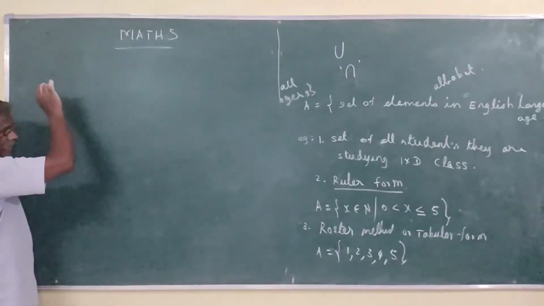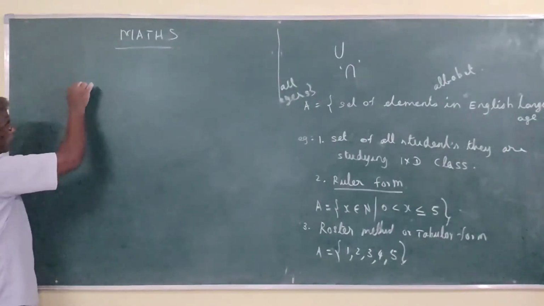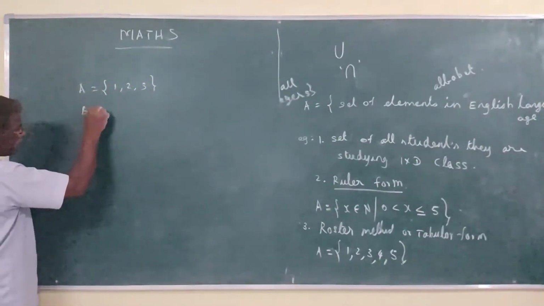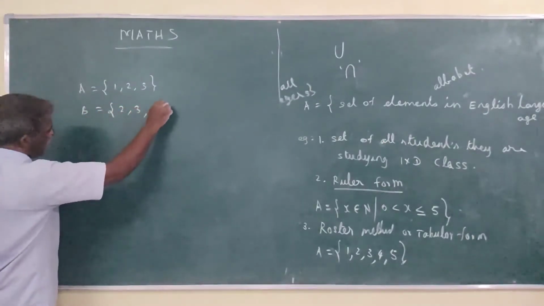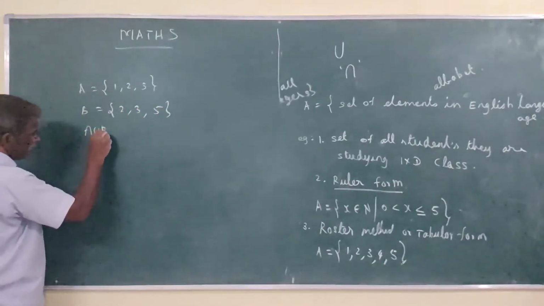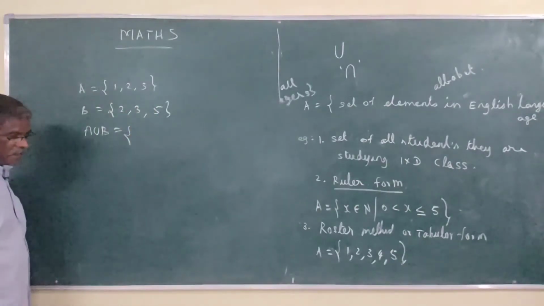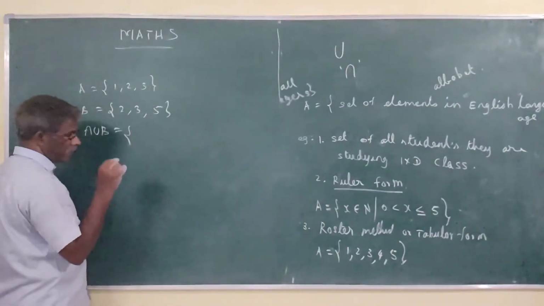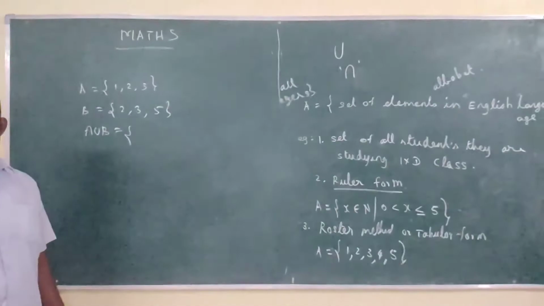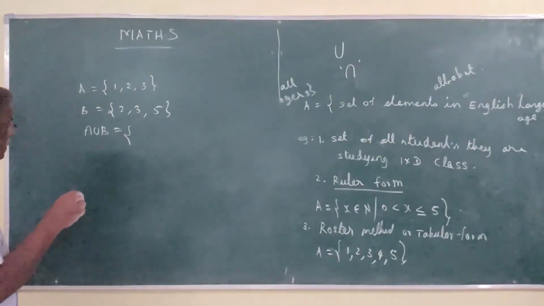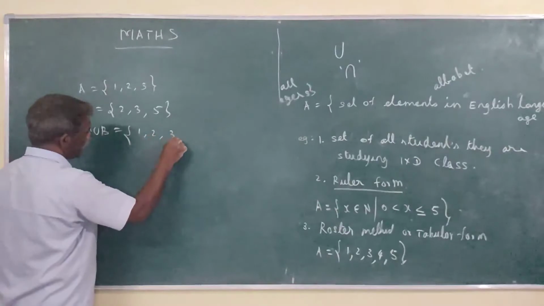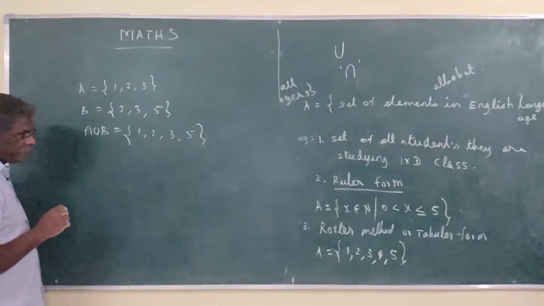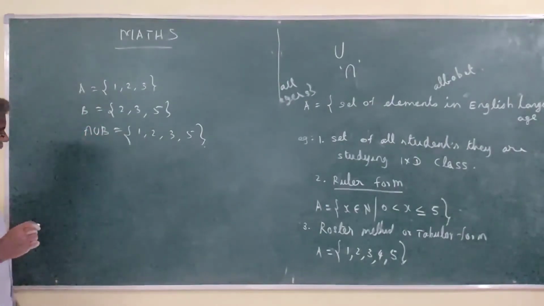So first of all we are going to study the union of two sets. Suppose set A is {1, 2, 3}, then B is equal to {2, 3, 5}. Then A union B is very easy. We have to write all the elements, but you don't write the repeated elements. So A ∪ B is {1, 2, 3, 5}. You can easily understand it.